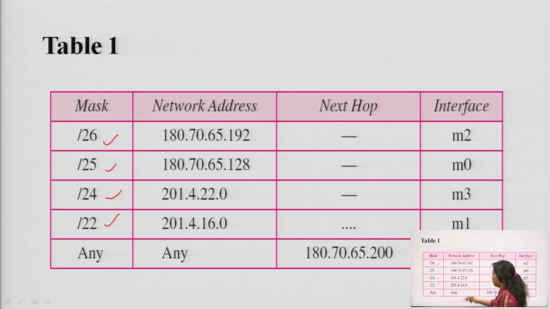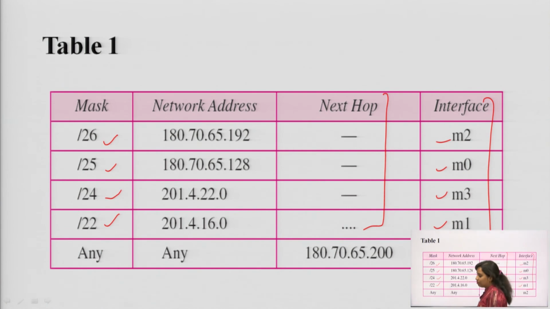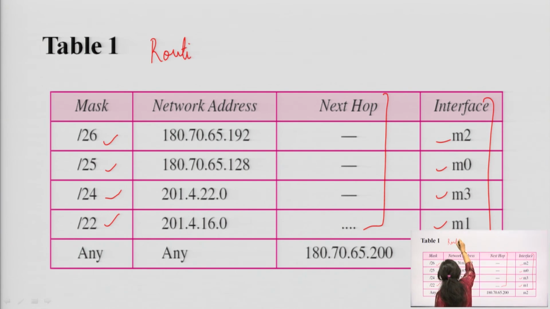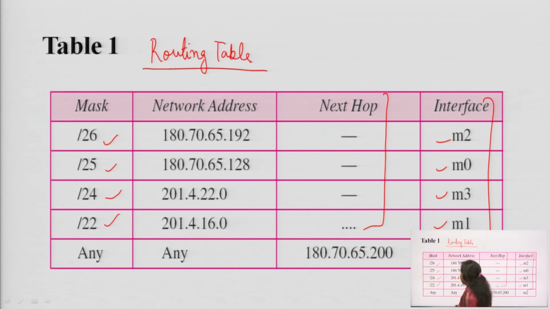So, you can see over here these are the different masks, and these are the addresses corresponding to these masks. This column shows the next hop information, and this shows the interface, written over here as M2, M0, M3 and M1. These are the interfaces which connect the different devices to the network. So, this is how we have to maintain a routing table. This is an example of how to create a routing table depending on the network that has been given to you, which consists of the address, the mask information, and also the next hop information.